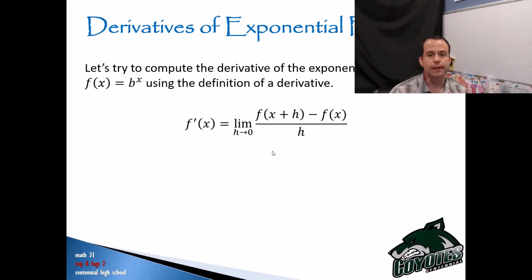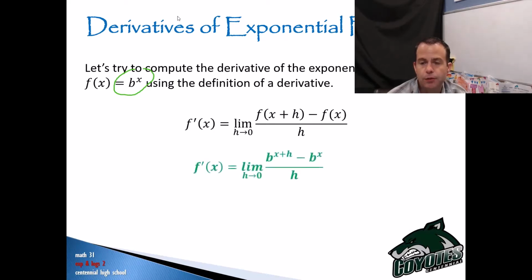So we're going to say that the derivative of f of x will be the limit as h approaches 0 of f of x plus h minus f of x all over h. That is the definition of derivative using first principles, okay? So for f of x plus h, that's going to be b to the x plus h. I'm looking at this equation up here. Okay, this is the one I'm working with. So b to the x plus h minus b to the x all over h.